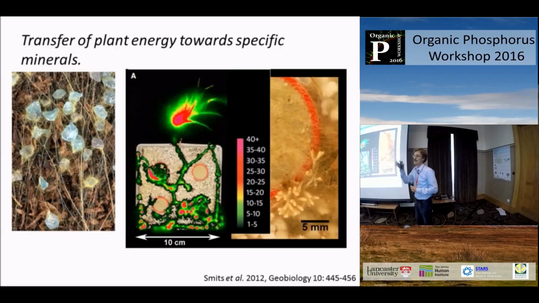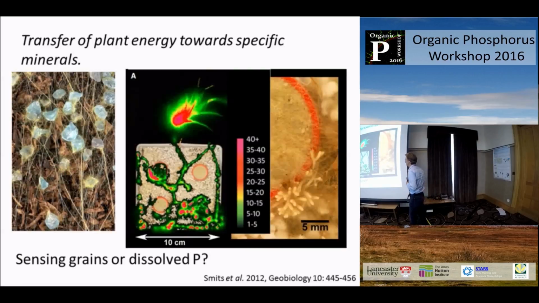So there is a direction of plant energy towards those patches. And of course the question is, is it driven by simply the dissolved P in those systems? You have apatite that will start dissolving, so there's available phosphorus there, and the fungus senses that and brings back phosphorus to the tree and gets more energy and goes to explore that? Or do they sense the grains as a potential source?